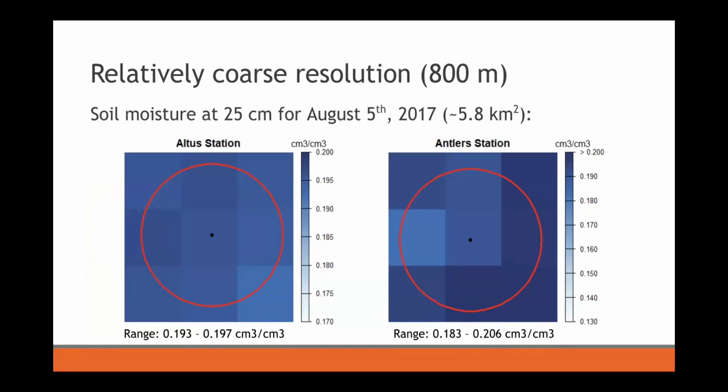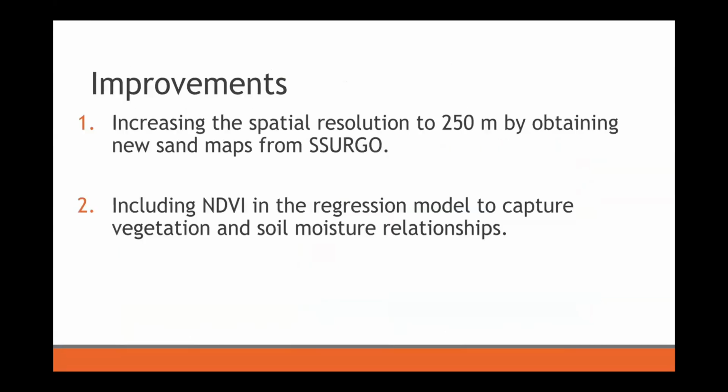And from OASIS, we can see that for the Altus station, the system is just telling us that for around 6 square kilometers, soil moisture is less variable than 1%. So we probably know that's not accurate. And similar case with the Antler station.